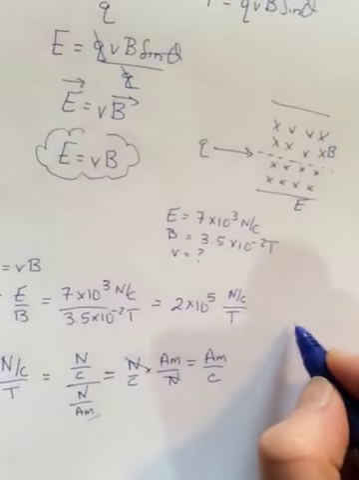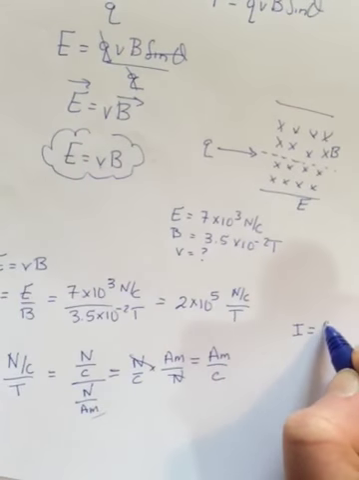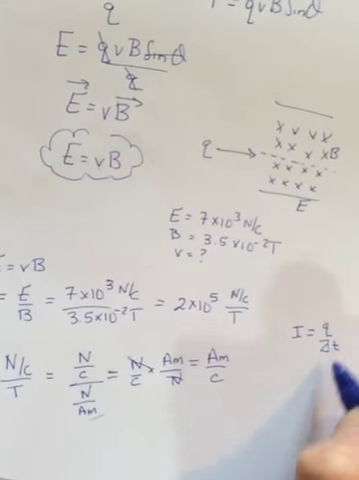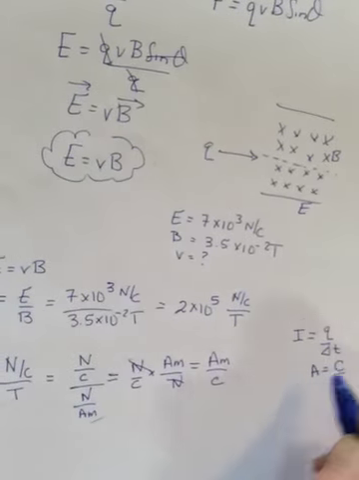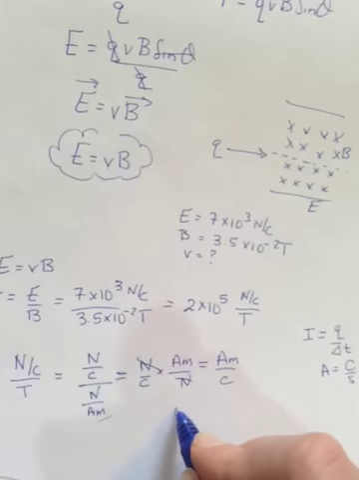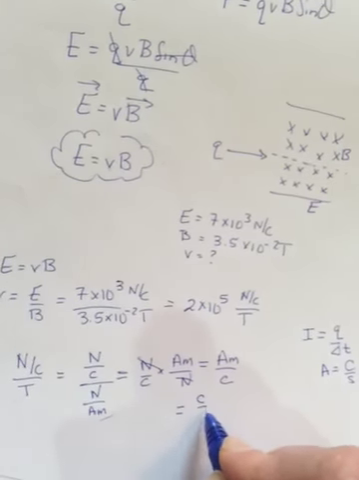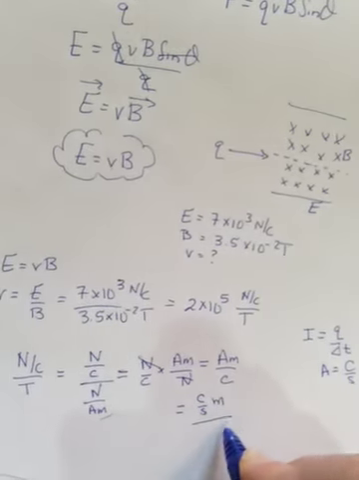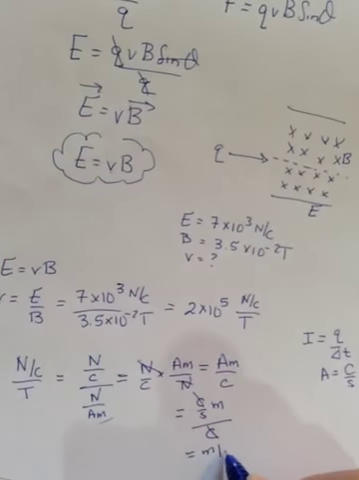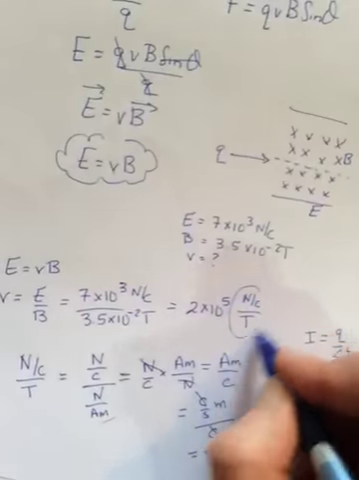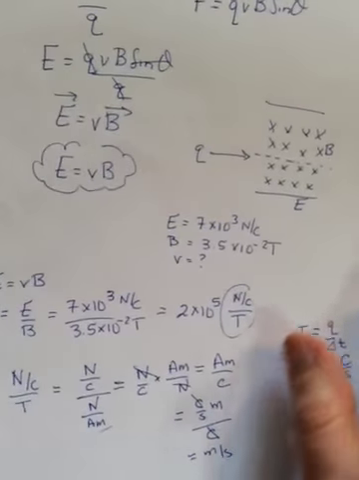So then on the side we say, well, we know I is equal to Q over T, which means an amp is equal to a coulomb per second. So where my amp is, I could put in a coulomb per second. So a coulomb per second times a meter over a coulomb. Coulombs cancel, and we get meters per second. So this is indeed meters per second.